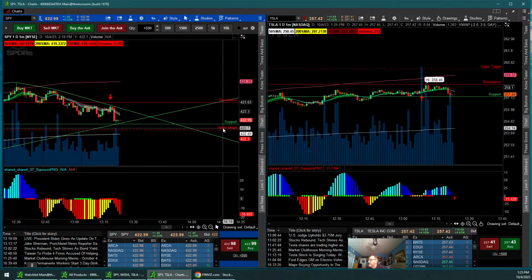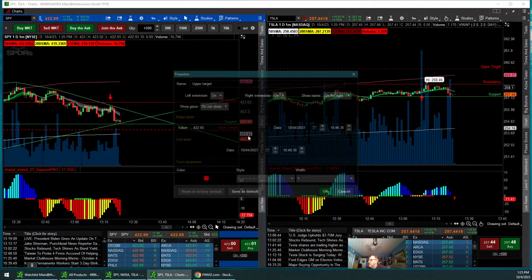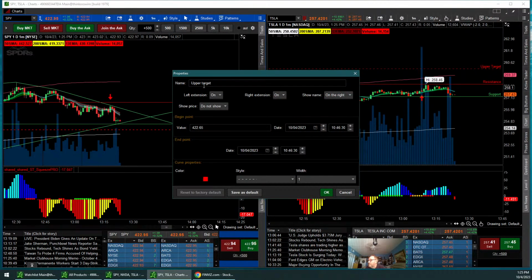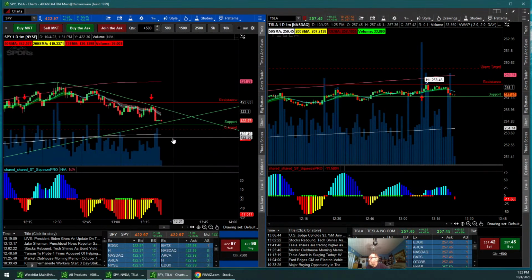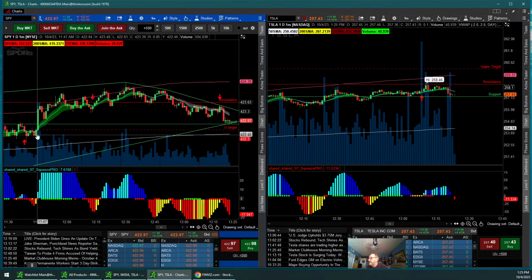It's an upper target, but we're going to change it. It's still an upper target because we're above the VWAP, okay? But we're just going to call it a U, all right? It's an upper target because it's above the VWAP, but at the rate we're dropping right now, if I go across, take a look right there.